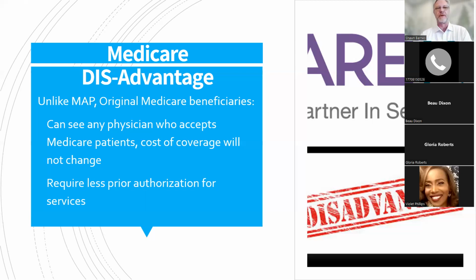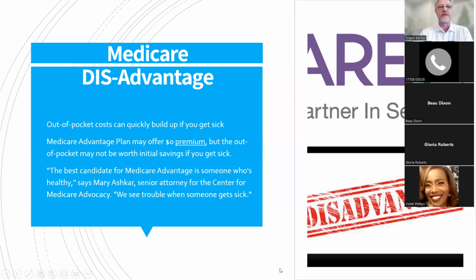Herein lies the problem. This is the disadvantage. Out-of-pocket costs can quickly build up if you get sick. So a Medicare Advantage plan may offer you a low premium or even a zero premium, but the out-of-pocket savings, or the MOOP, may not be worth it if you get sick. In fact, Mary Ashcroft, who was a senior attorney for the Center for Medicare Advocacy, says the best candidate for Medicare Advantage is someone who's healthy. She completes her thought saying, "We see trouble when someone gets sick."